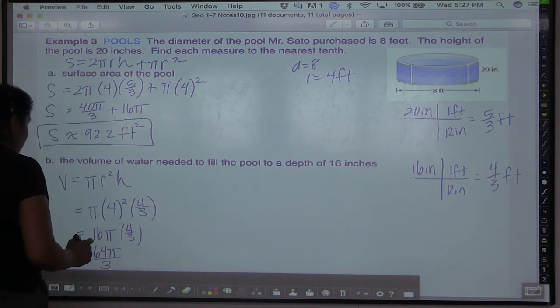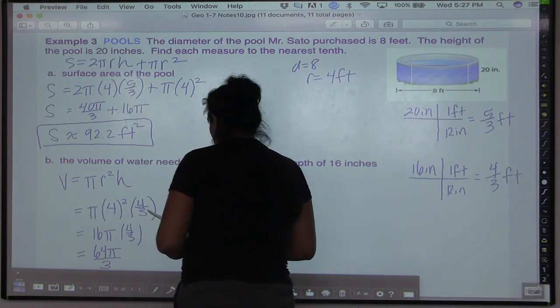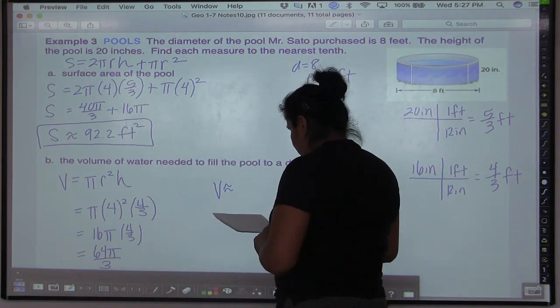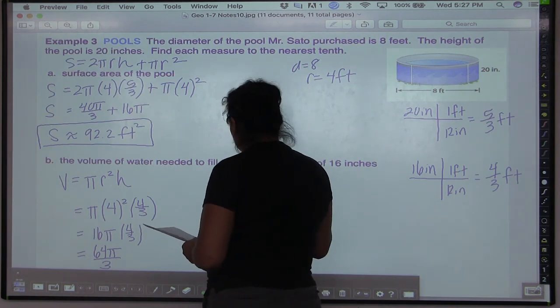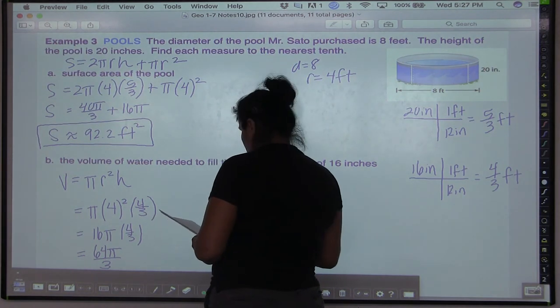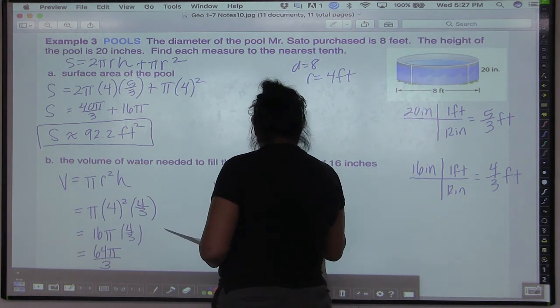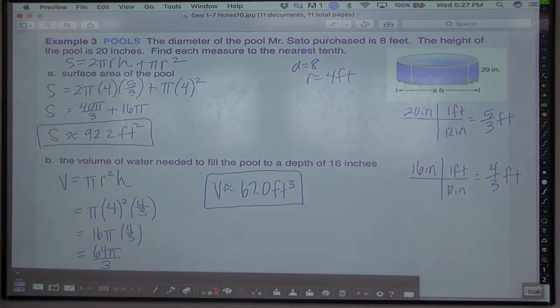That's the exact answer, but you can plug that into your calculator. And remember what I said before, always wait till the last minute to plug in pi. So you're going to get approximately 67.0 something. So they want us to round to the nearest tenth. So it's going to be 67.0, and it's still feet, but now because it's volume, we're using cubic units. Alrighty, so that is how you do example 3.